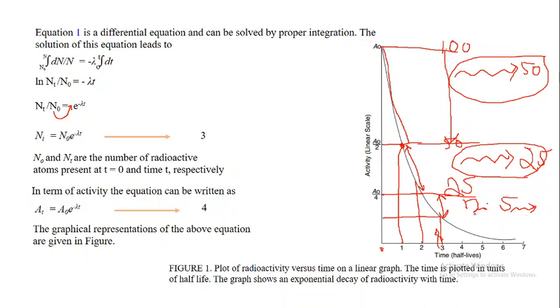So in this regard, after the passage of each half-life, the activity of the radionuclide decreases quickly, and after the passage of four or five half-lives, the activity comes to a very minimum value.